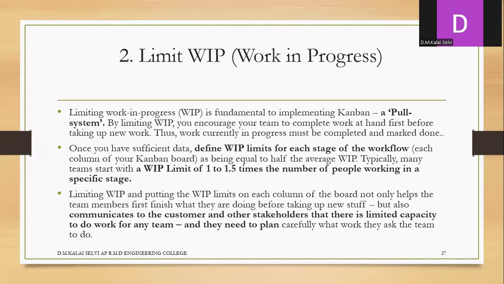Limit work in progress to implement Kanban as a pull system. Once we have sufficient data, it will define the work limit for each stage of the workflow and also for the persons. Many teams start with a work limit of 1 to 1.5 times the number of people working in the specific stage. It also helps to communicate to the customer and other stakeholders that there is limited capacity to do work for any team, and they need to plan carefully for the work they are going to do.